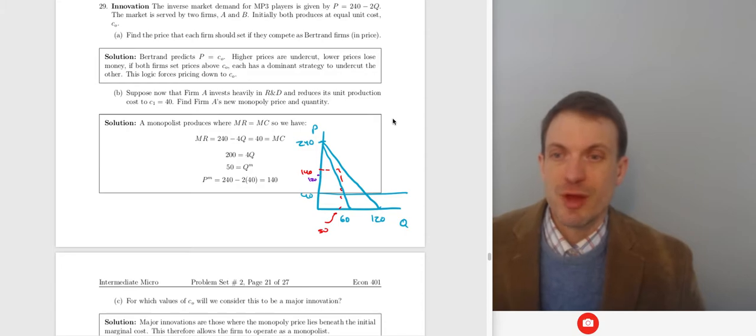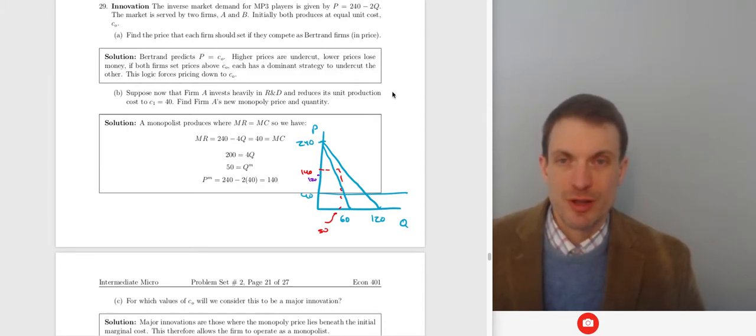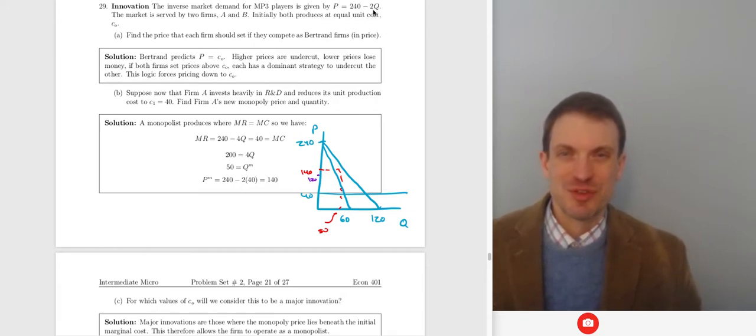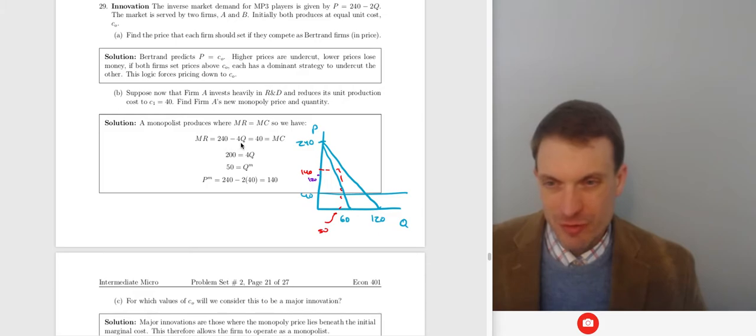Well, you could actually write out revenue. Revenue is going to be price times quantity. Replace the price with 240 minus 2Q, so you have Q times the quantity 240 minus 2Q. Distribute, and you'll have 240Q minus 2Q squared. Take a derivative, because what we were just talking about was total revenue, and you'll have 240 minus 4Q, and that's marginal revenue.